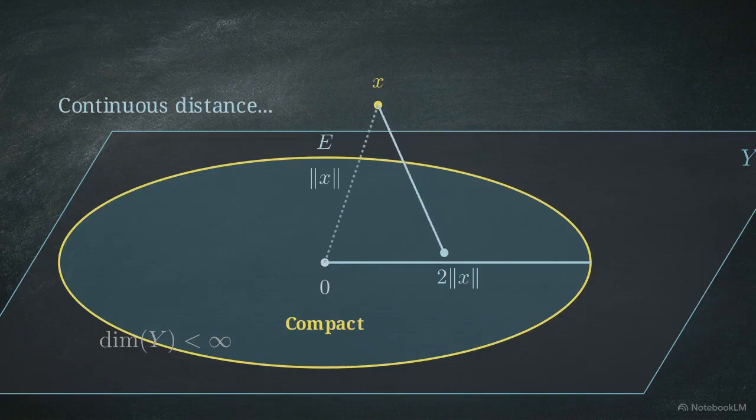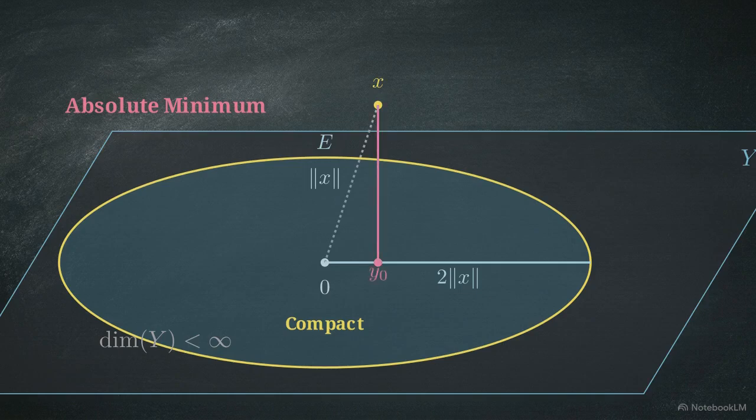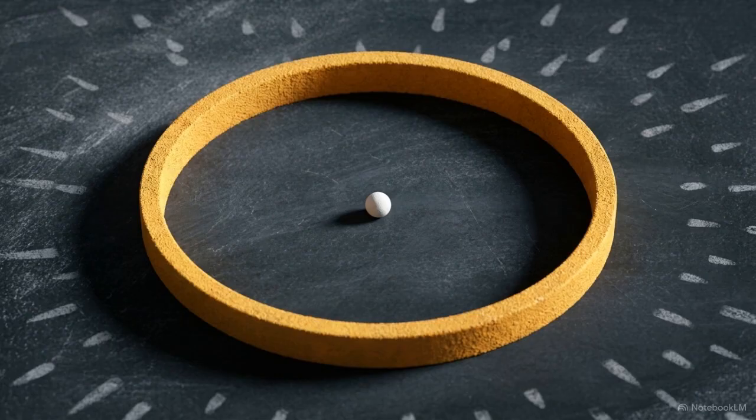A standard principle of analysis states any continuous function on a compact set must reach its absolute minimum, guaranteeing our best approximation, y0, exists. By setting a firm boundary based on the origin, we eliminate infinite space from the equation. We know exactly where the optimal solution lives.